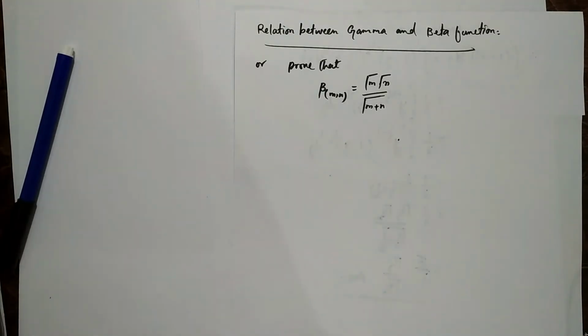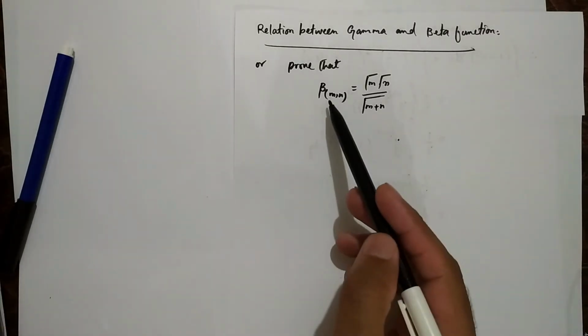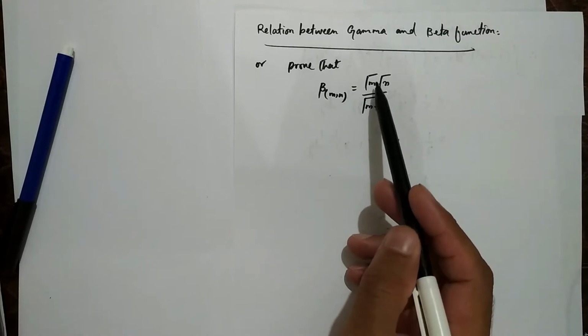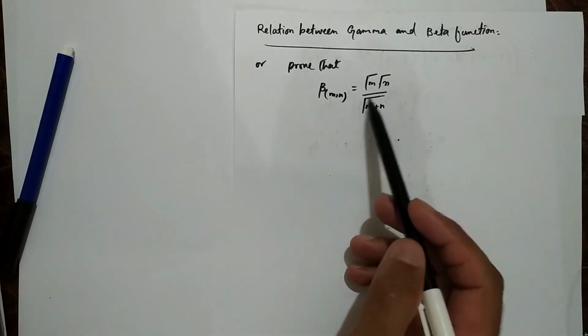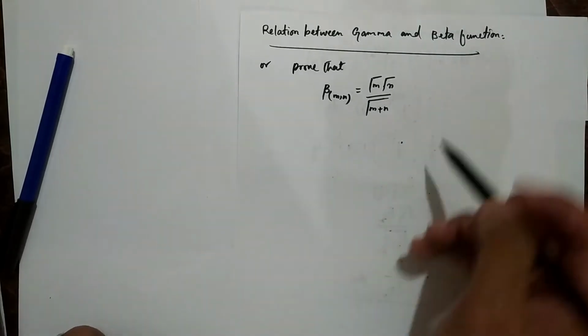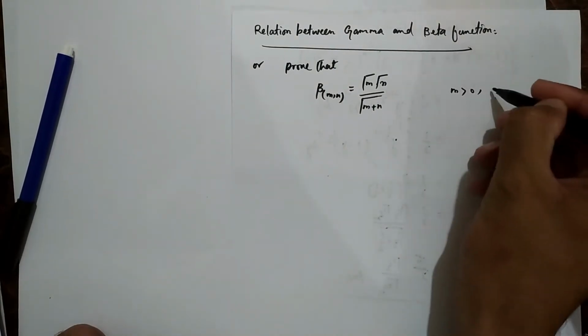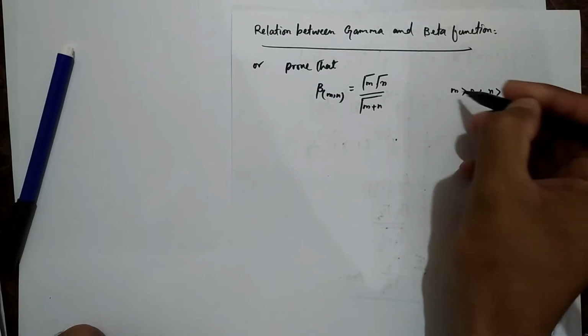In today's lecture we are going to derive the relation between gamma and beta function. The relation between beta and gamma function is beta(m, n) equals gamma m gamma n upon gamma(m + n), where both m and n are real numbers.